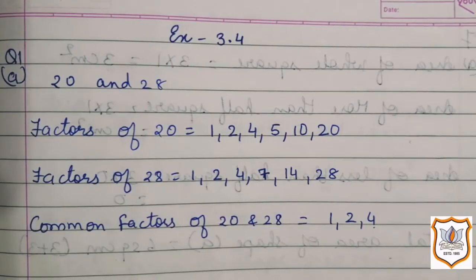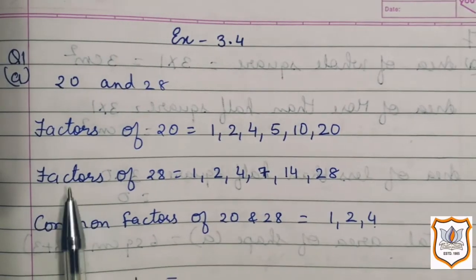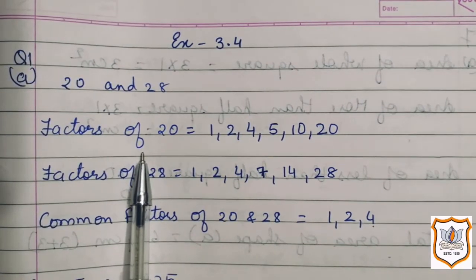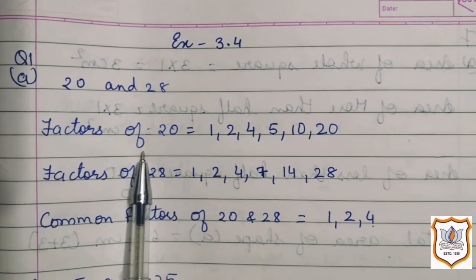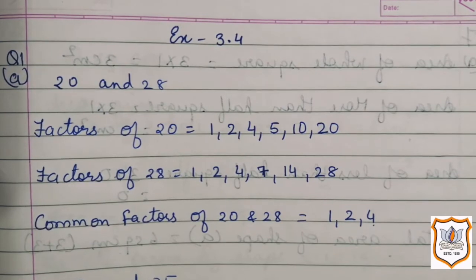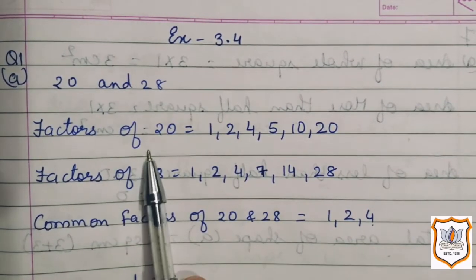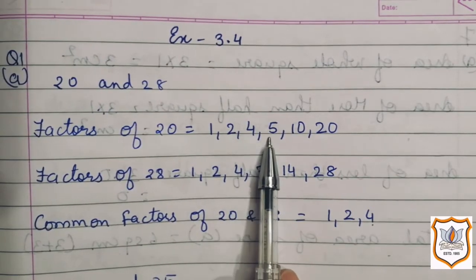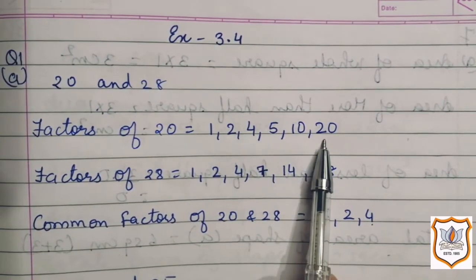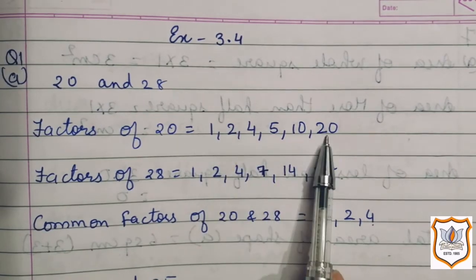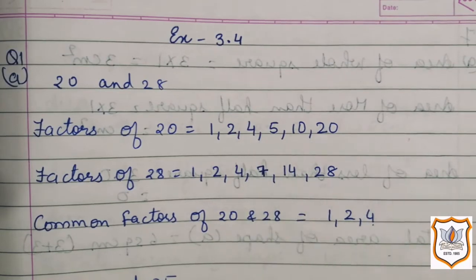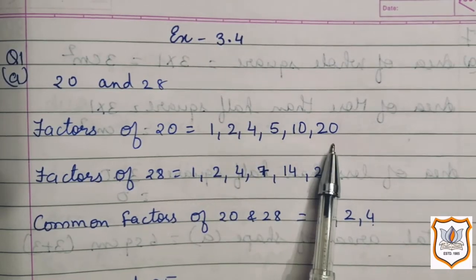Now solution for sum A. Here we have to find the factors of 20. Students, I have explained earlier how to find the factors. To find the factors, we have to use tables from 1 to 9. Now the factors of 20 are 1, 2, 4, 5, 10 and 20. As you can see, 1 20s is 20, 2 10s is also 20 and 4 5s is also 20. So these are the factors of 20.